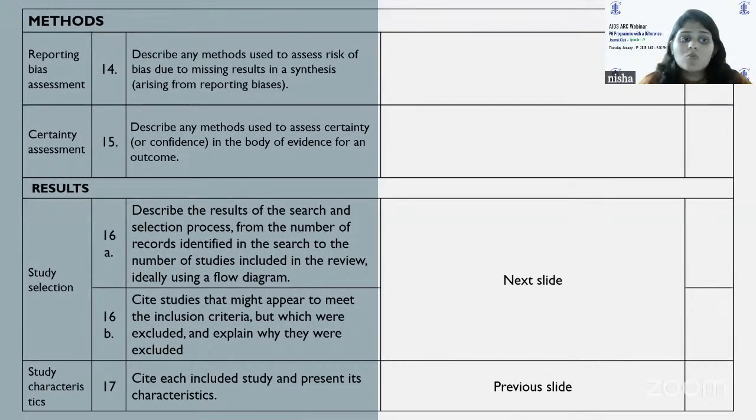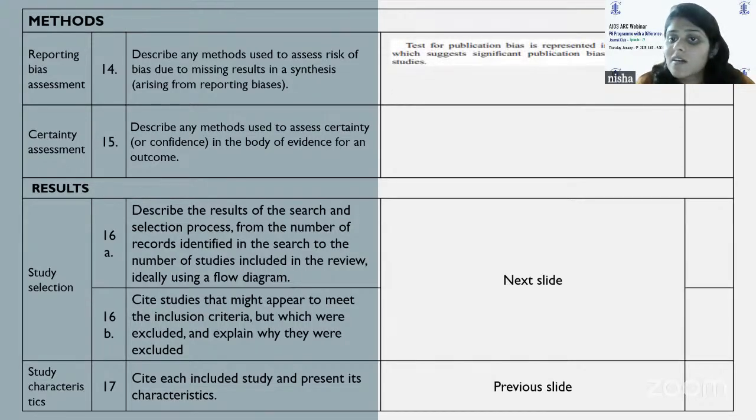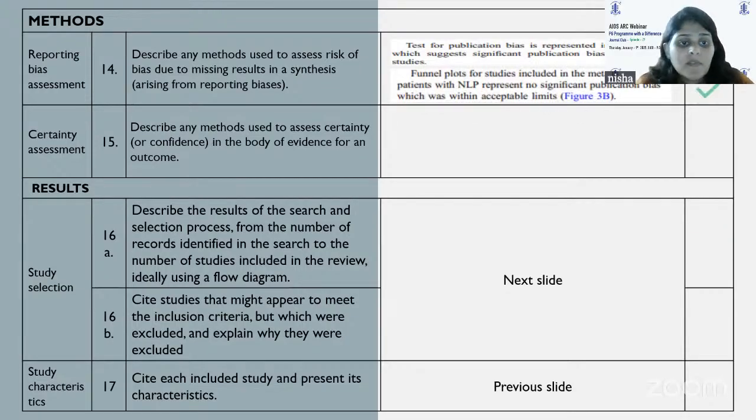Now, coming to reporting the bias assessment, they had actually made a funnel plot for the same to indicate the publication bias. When it comes to the checklist point 15, they had not used any methods to assess the certainty in the body of evidence for an outcome. So that criteria is not met. Now coming to the results of the study.